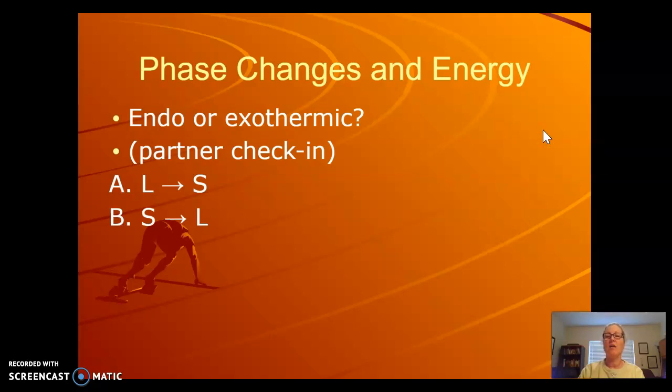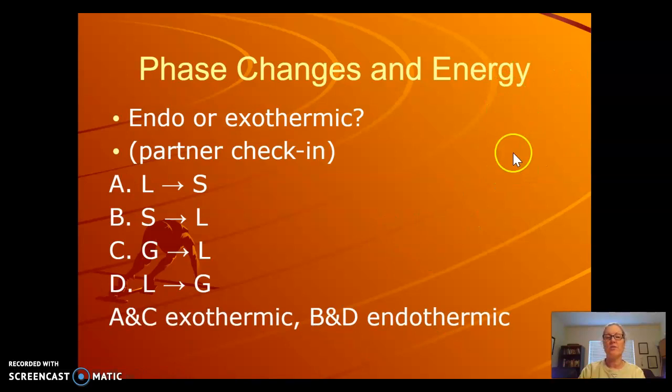Second one, a solid changing to a liquid. Now obviously whatever you choose for A, B cannot be the same because they are opposite processes. Keep that in mind. Here's C, a gas changing to a liquid. Think about that one. And D, a liquid changing to a gas. So you have your answers locked in. Which is endo? Which is exo? And here are your answers.